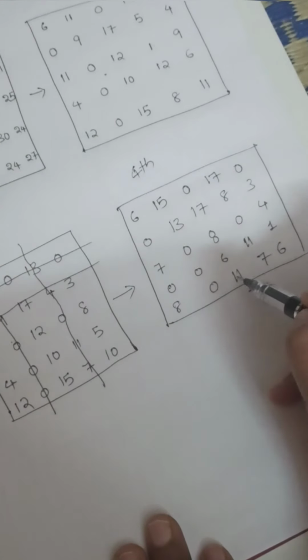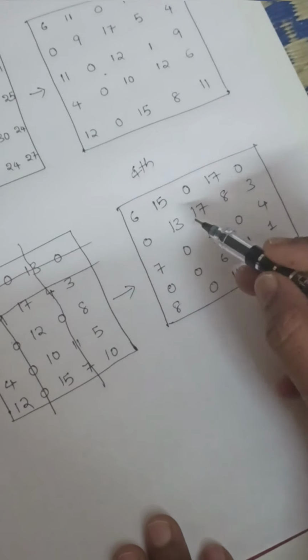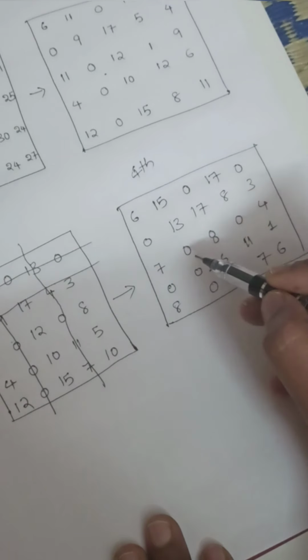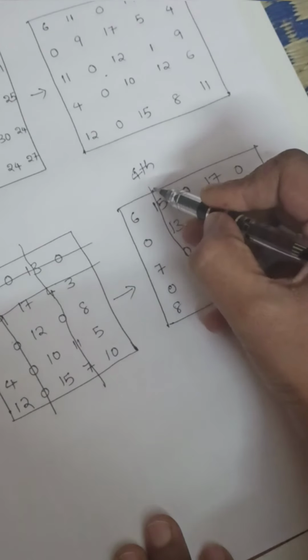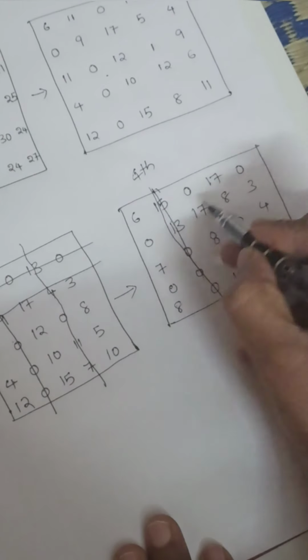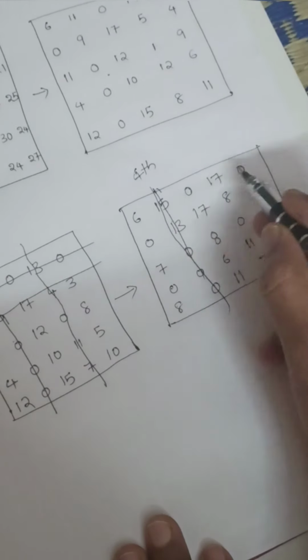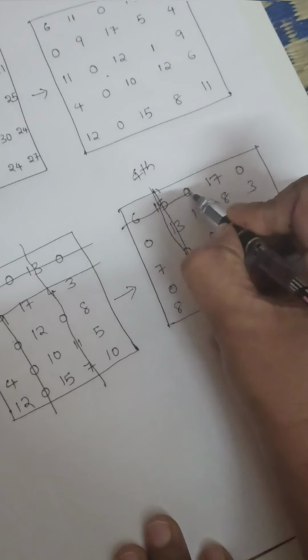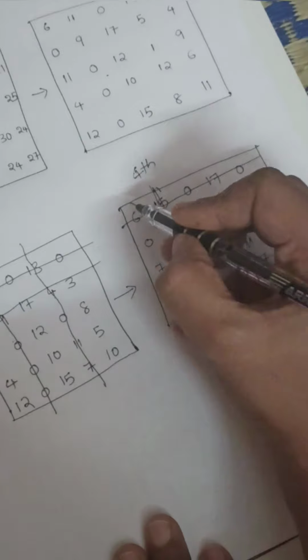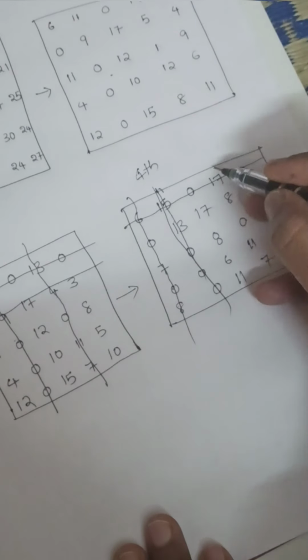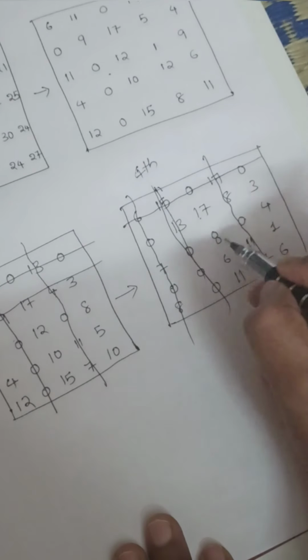Here again, select the row, either row or column, which has more than 1 zero. This column, cut this column. Next, 2 zeros are there. Cut this row. And here 1 zero and 2 zeros are there in this column. Cut this column and this column. 17, 3, 8, 4, 6, 1, 11, 6. These were the uncovered elements.